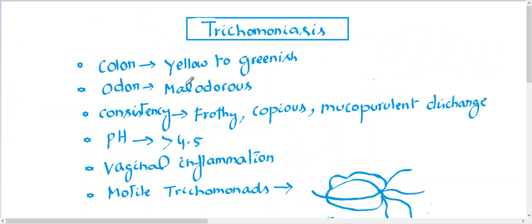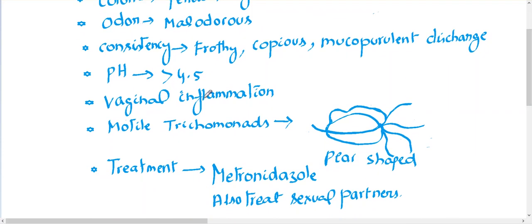Now here the color is yellow to greenish, important to remember. Odor is malodorous, consistency is frothy discharge, copious and mucopurulent discharge. pH is again more than 4.5 and there is vaginal inflammation. It's important to remember, guys, that there is no vaginal inflammation in bacterial vaginosis. However, there is vaginal inflammation you will see in trichomoniasis.